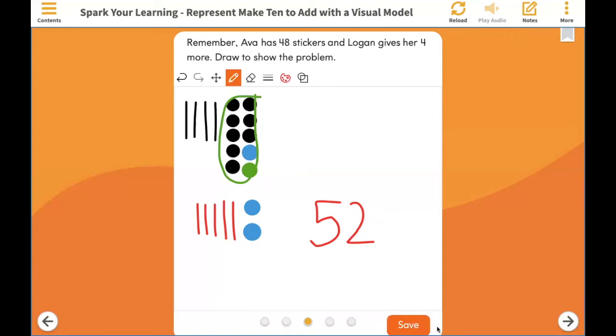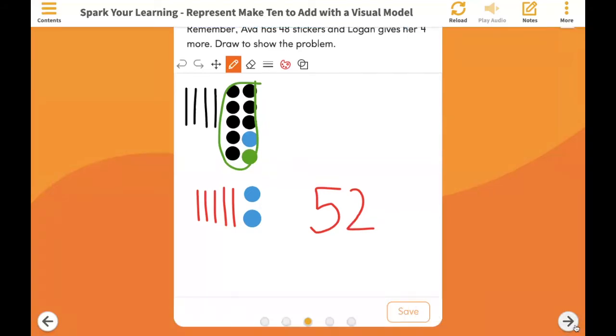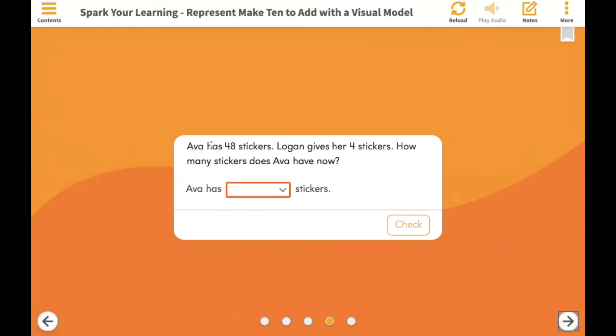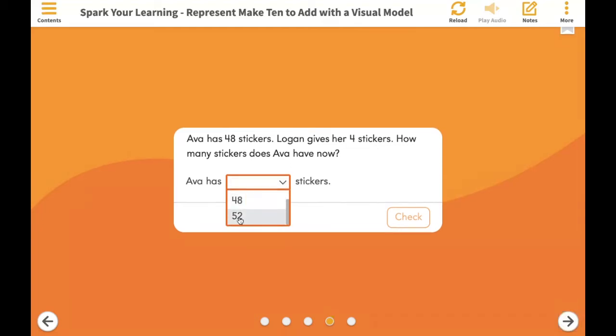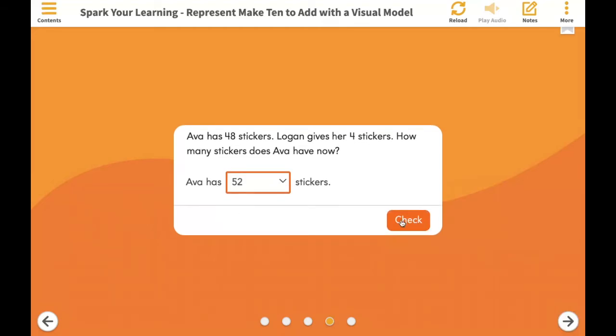Let's go ahead and save it, and we'll move on. So Ava has 48 stickers. Logan gives her 4 stickers. How many stickers does Ava have now? And we figured out that Ava would have 52 stickers.